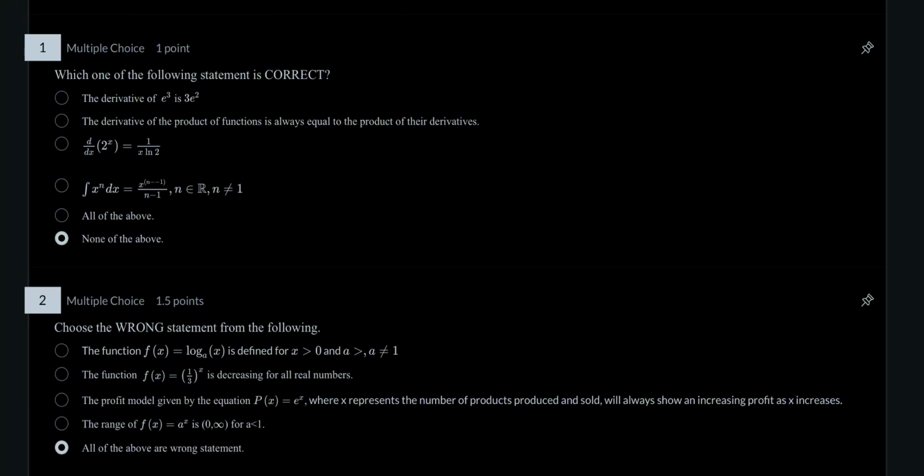Okay, so moving on to the second question. Choose the wrong statement. I choose the last one, all of the above are wrong statements, because it's wrong. All of the above is actually the opposite. It's correct. The first one, the second one, the third, the fourth one are all correct. So the fourth one that says all of the four are wrong is actually wrong.